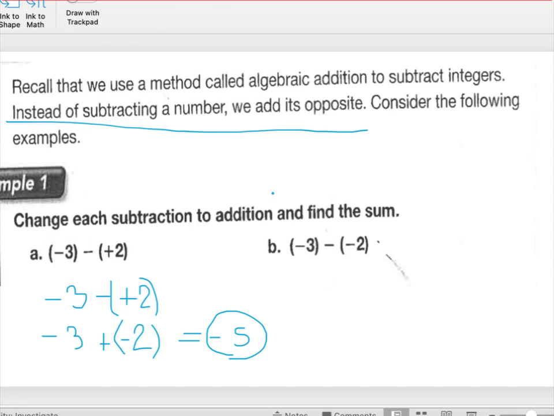Okay, on this one, we're going to change our subtraction to addition of the opposite. -3 plus a +2. We're adding opposite signs, so opposite sign, subtract. 3 minus 2 is 1. Take the sign of the big guy, which was -3, which has a bigger absolute value than +2. So we have -1.